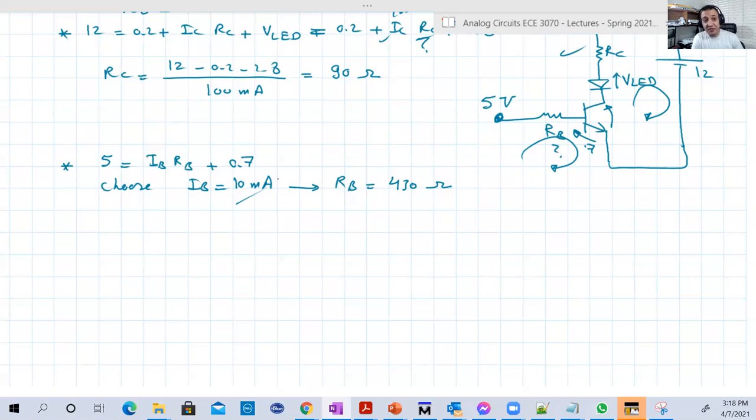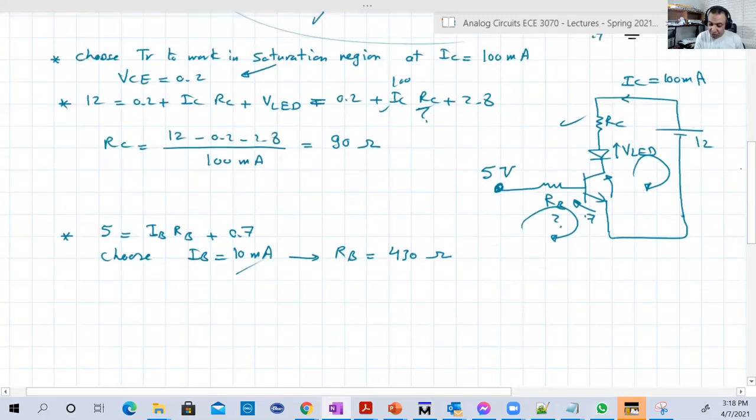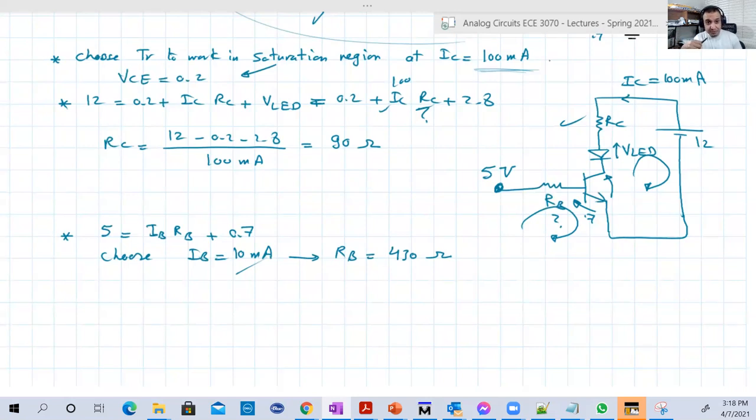Okay, what happens if there is a variation like 11? That's fine. If IB is equal to 11 milliamperes, you can determine it and you'll find that we are still working in saturation, and IC will be constant, equal to 100 milliampere. Okay, guys, that's our design example for the transistor used as an inverter driver, which takes a low current, just 10 milliampere, and amplifies it to 100 milliampere to drive another load that couldn't be driven before the insertion of this inverter driver.